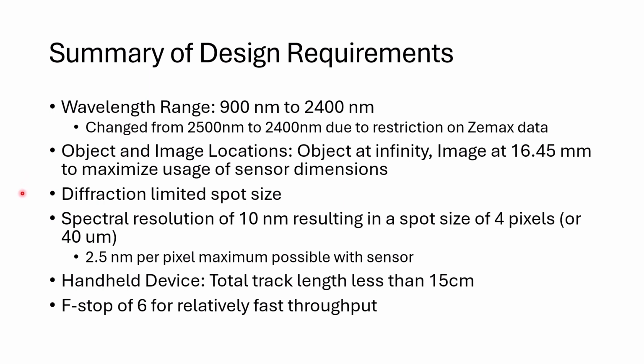The spot size should also be diffraction limited to avoid overlap between the sensor elements, and the spectral resolution was selected to be 10 nanometers. This means that spectral features from the absorption peaks mentioned in the first paper of 30 nanometers will be clear in the spectral scan. This results in a spot size of about 4 pixels or 4 microns. Additionally, as this design is intended to be a handheld device, a total track length of less than 15 centimeters was selected, and for relatively fast throughput, an f-stop of 6 was selected.